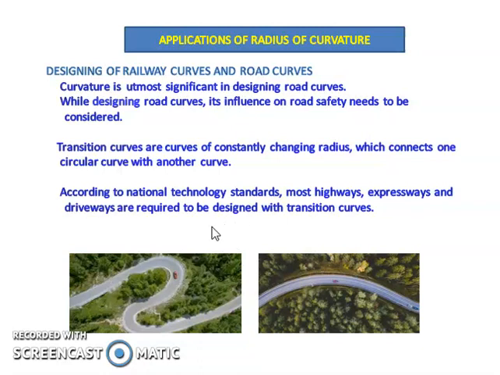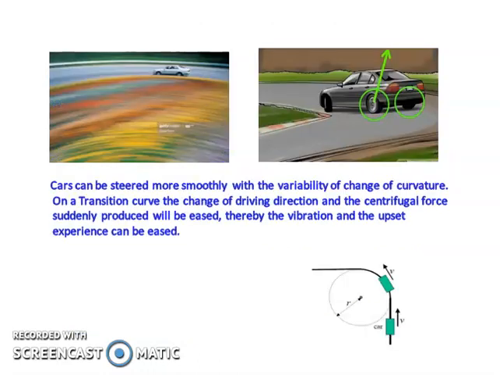The National Technology Standards also advise us to use transition curves. A transition curve is nothing but a curve which follows all the rules of curvature. In a transition curve, the radius of curvature always increases from 0 to a higher value. When the radius of curvature increases, the curvature decreases, and thereby there is an ease of travel along the curves. When traveling by car along a curve, the road should be designed in the form of a transition curve.